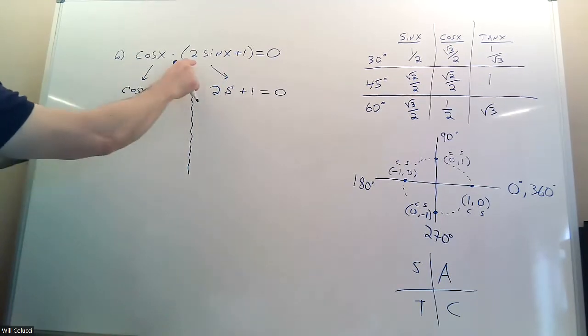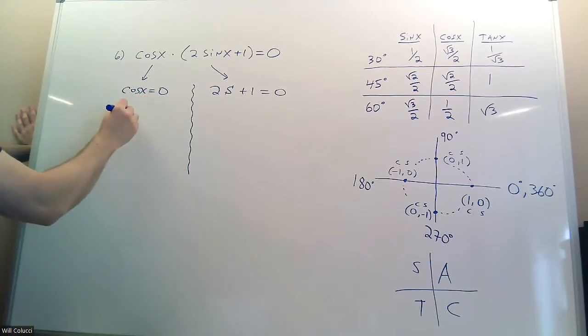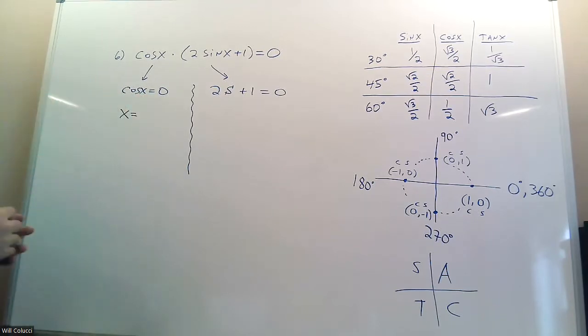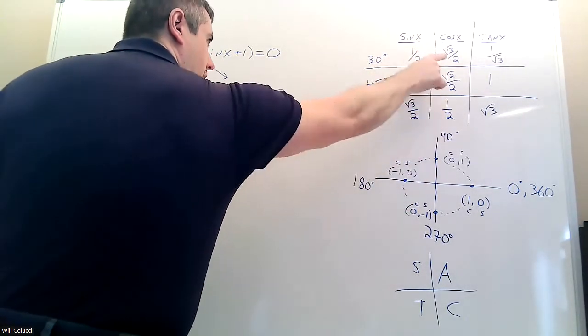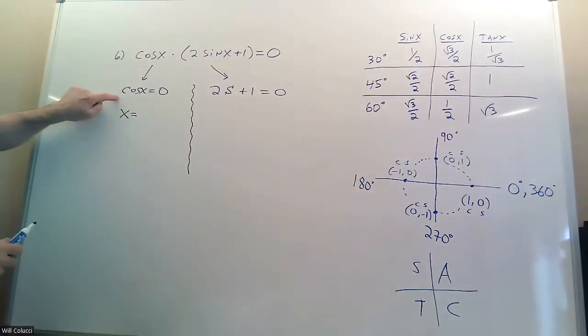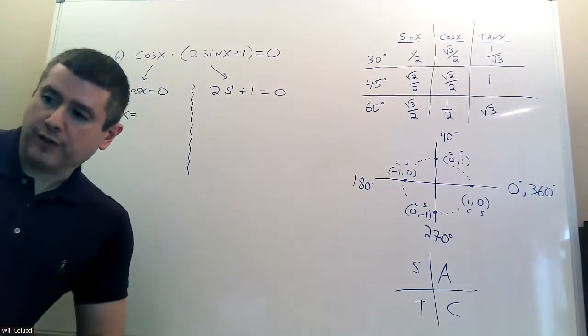Set this one equal to 0, set that one equal to 0. This one is already a trig function equal to a number. So I can solve this one right off the bat. I'm going to go to my circle. Look, no zeros here. Cosine is not 0 for 30, 45, or 60. Those are different numbers.